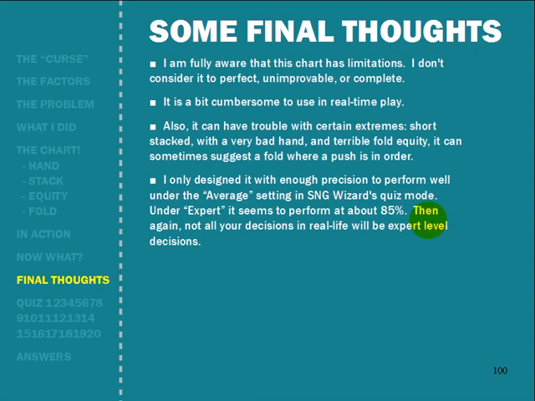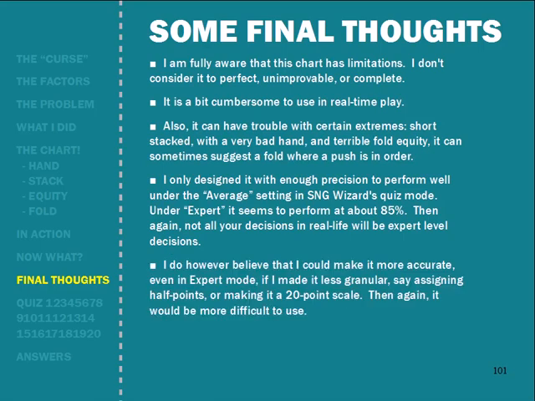And even when they are, as I already said, the closer the decision, the less it matters what you actually do. If there's a 0.04% difference between shoving and folding, whatever you do, it isn't going to affect your bottom line all that much. This chart is really intended to help you capture the broad strokes, right? Not necessarily the nitpicky expert decisions.